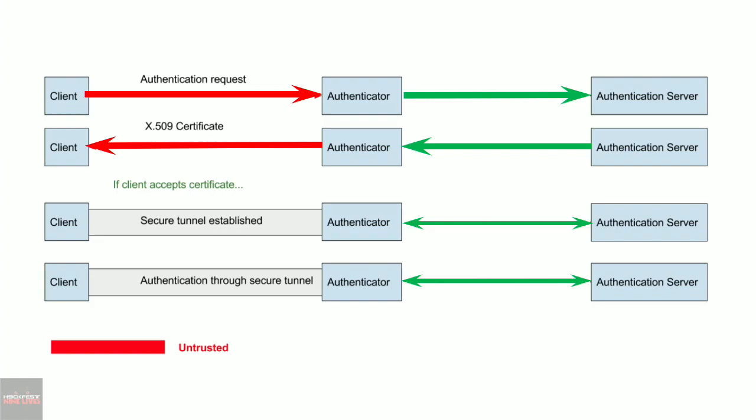So, our complete diagram would look like this. It's very similar to what we had before. You see the authentication request, the X.509 certificate returned as a response. The client then trusts it or does not trust it. But the key difference here is that we have the authenticator operating as an intermediary between the client and the server.